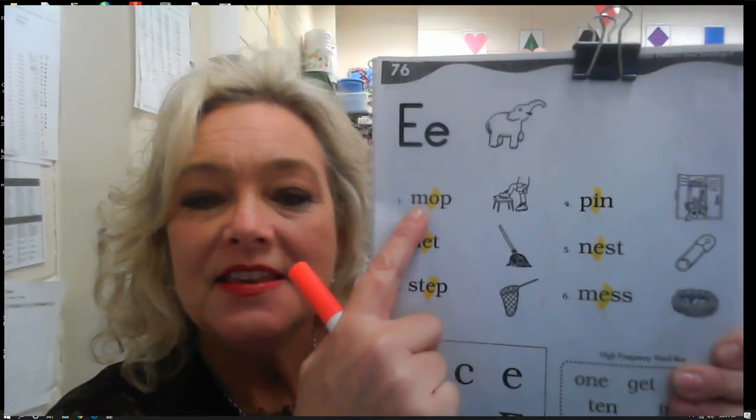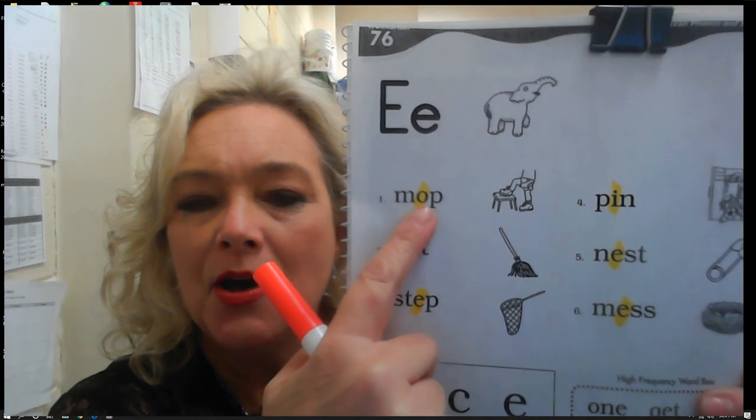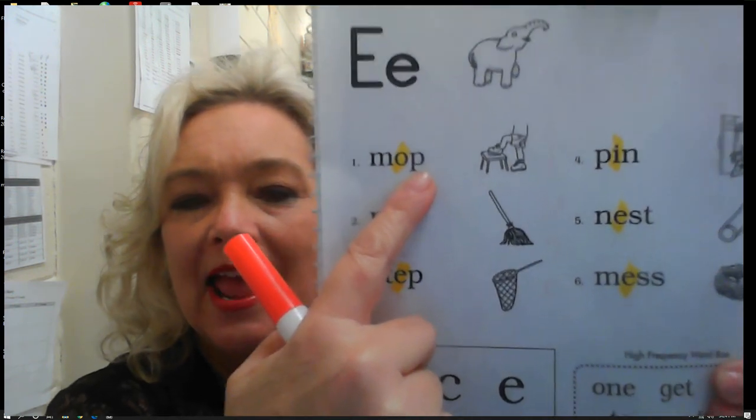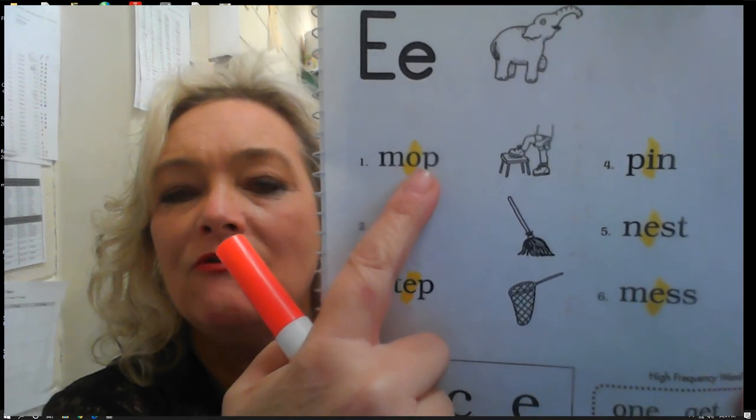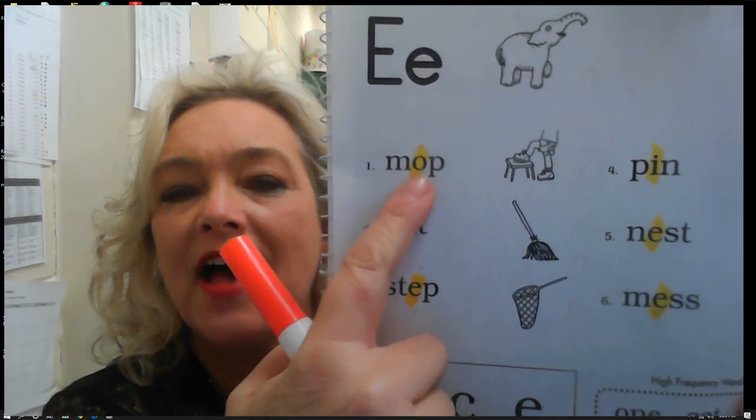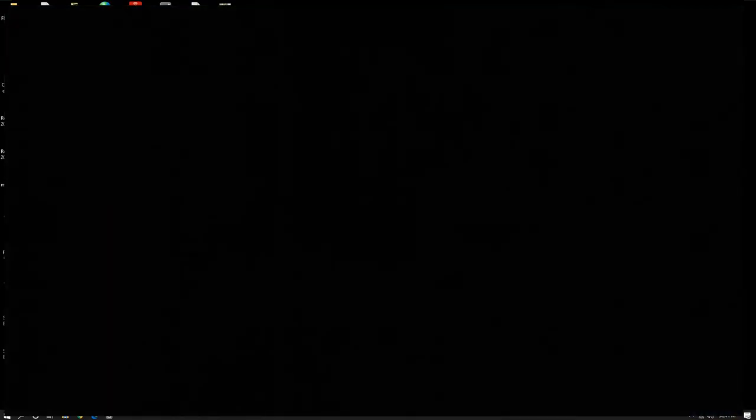Number one, this is M. Say it with me. M-O-P. And P is a consonant. So, a vowel followed by a consonant makes the vowel what? Short. So put a breve on top of the O. Everybody put a breve up on top of the O. Now you're ready to read it.